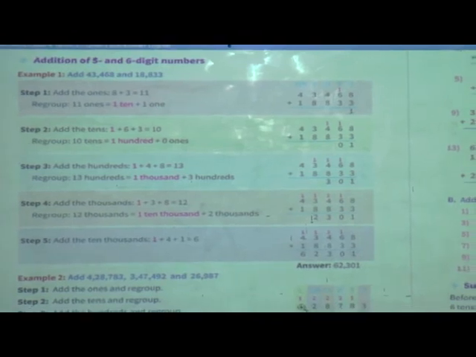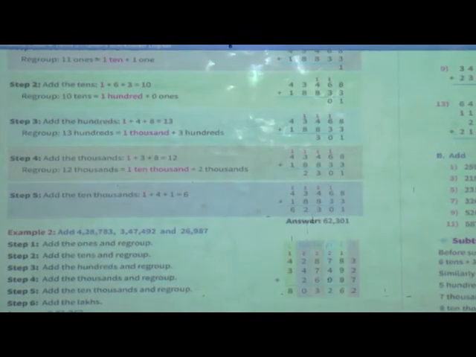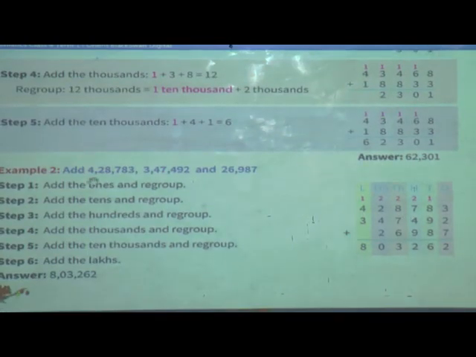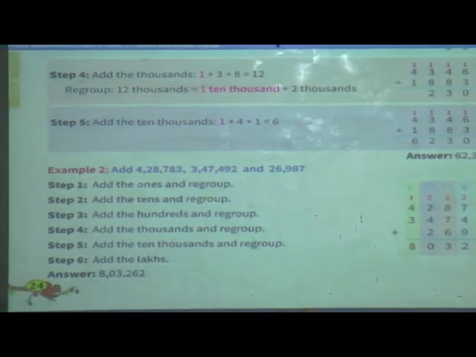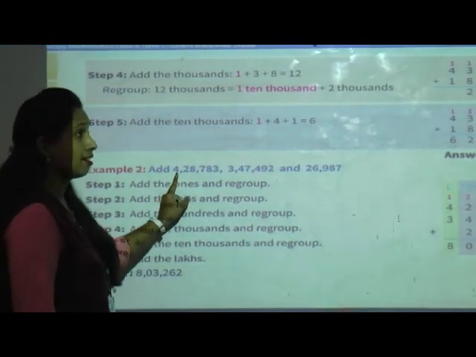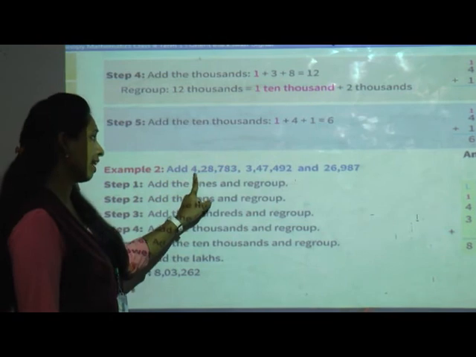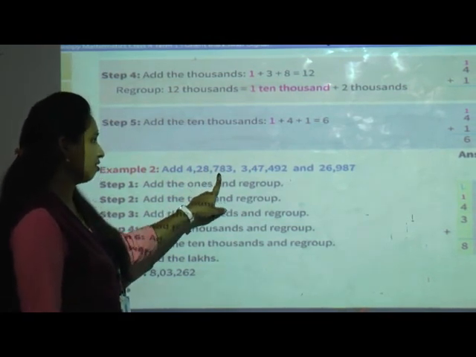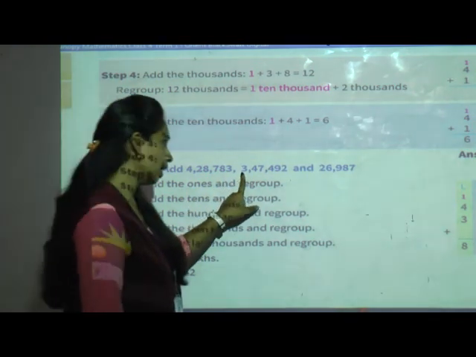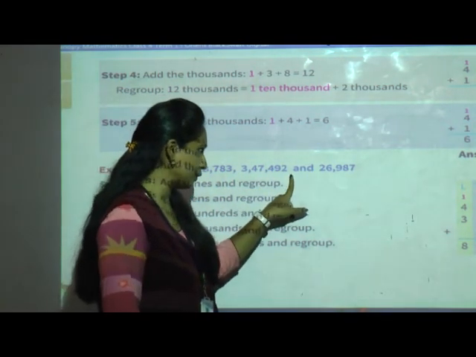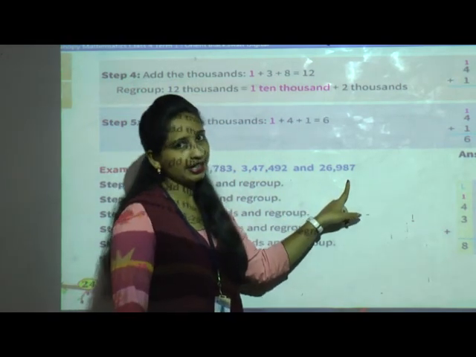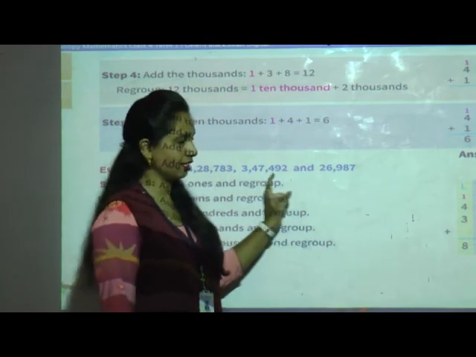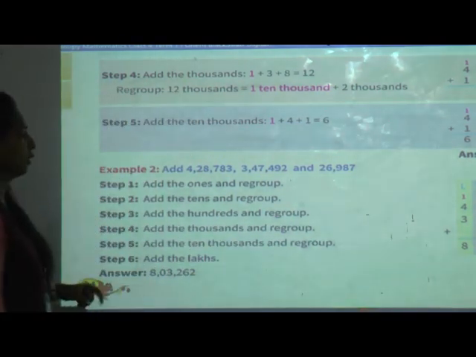Now we will solve example number 2, which I will also explain. What is the addition they had given? Add 4,28,783, 3,47,492 and 26,987. Two 6-digit numbers and one 5-digit number. So we have to add them together.